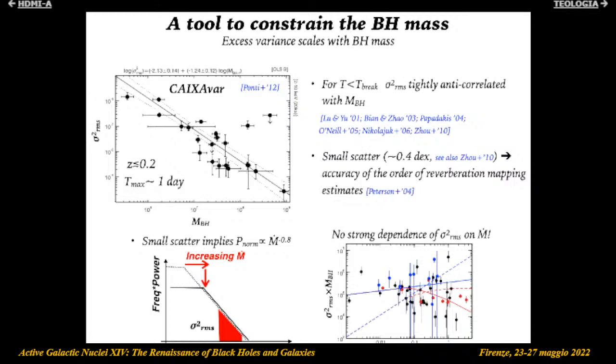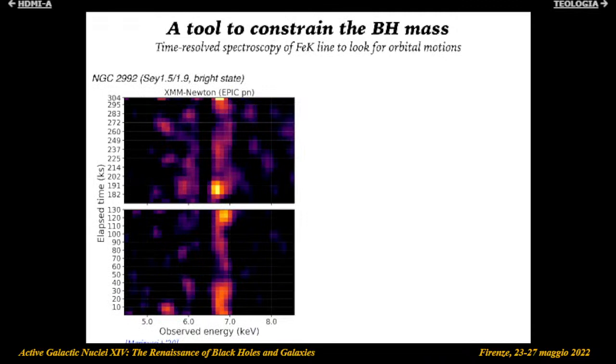Another way to constrain the black hole mass would be to detect orbital modulations in some spectral features. And the best way to do this is to look at the iron K line. This has been done in several sources now using these so-called excess maps, where one looks at the excess emission over the continuum as a function of time and energy. And the goal is to look for patterns of modulation in both time and energy.